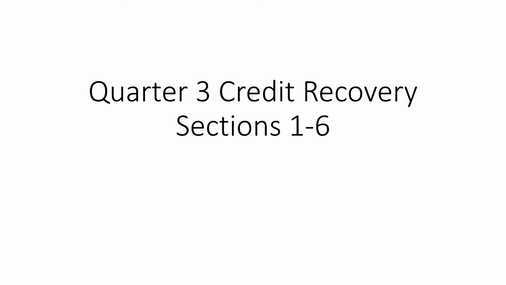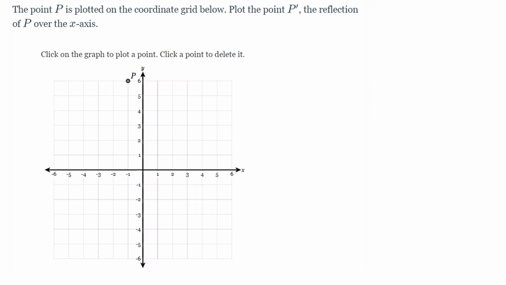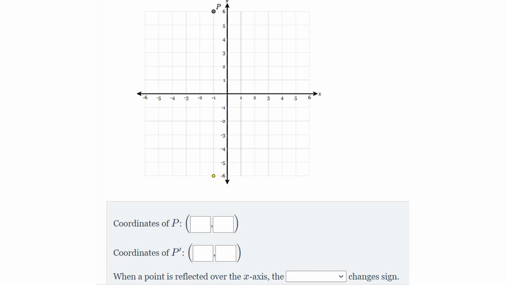So I'm going to go over the quarter 3 credit recovery first 6 sections, which are on transformations. So this first question in the section where you're plotting on the grid, you're reflecting over an axis. You need to focus on whichever axis they're asking for. In this case, it's X. And then a reflection just goes that many spaces in the opposite direction, kind of like you're folding it over. So in this case, it would be 6 away in the other direction.